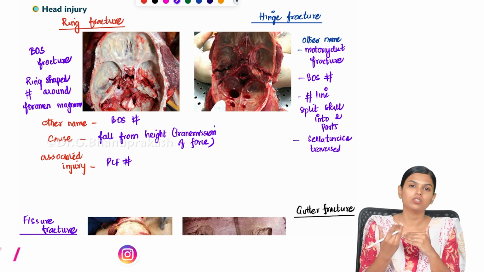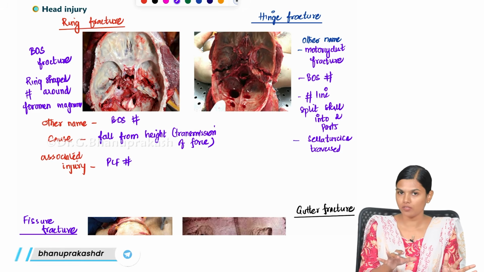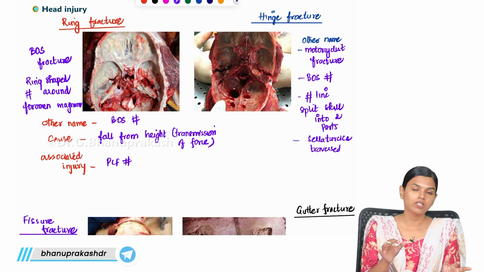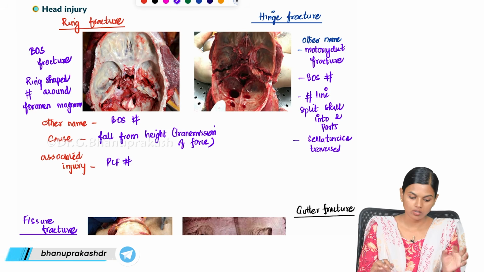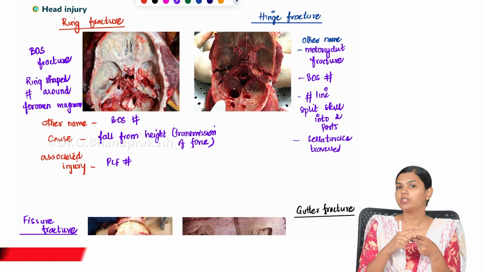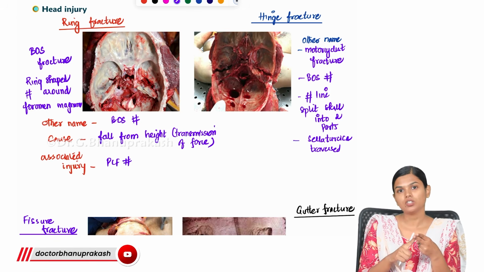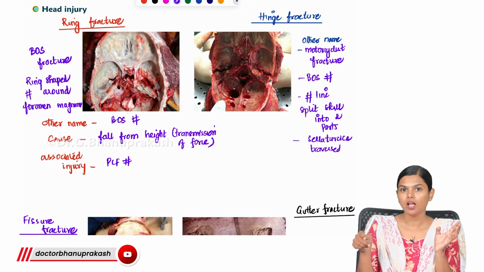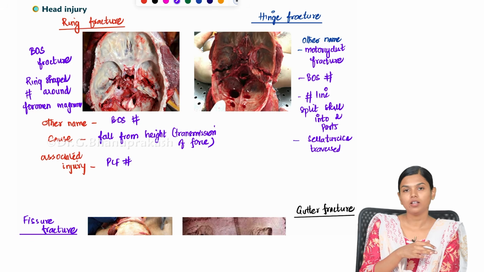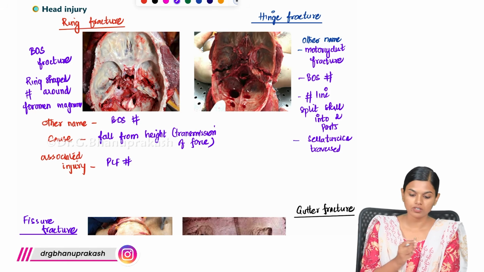All over the base of the skull, all the fossas, there will be severe damage, and this is commonly seen in road traffic accidents. When the people who are driving the motorcycle get hit, you will be seeing this hinge fracture. So these two are basal skull fractures. One is ring fracture, another is hinge fracture. Ring is seen around the foramen magnum. Hinge fracture is seen as a horizontal fracture traversing from one temporal to the other across the sella turcica. Hinge is seen in motorcyclists, and ring is seen in fall from height. So this is the difference between ring fracture and hinge fracture.